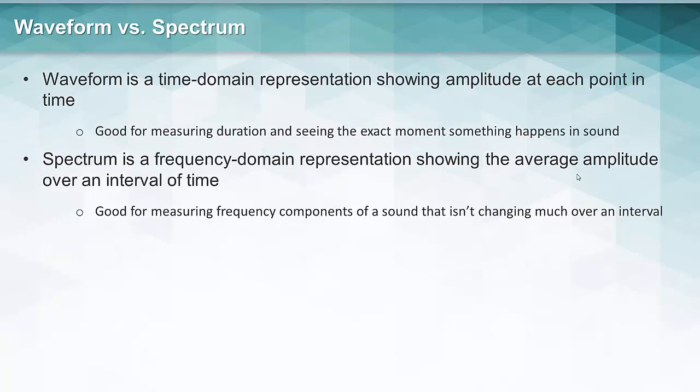In order to measure a frequency, you have to watch sound change over time, so a spectrum shows us information for a window of time, not at some particular moment. A spectrum would be most accurate for sounds that are stable and don't change much over the interval that you're measuring.